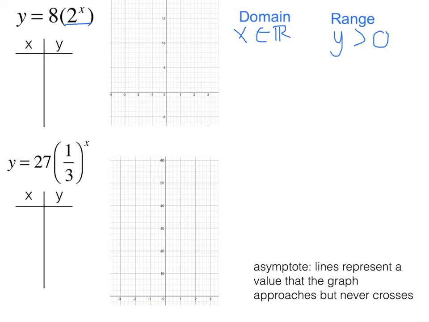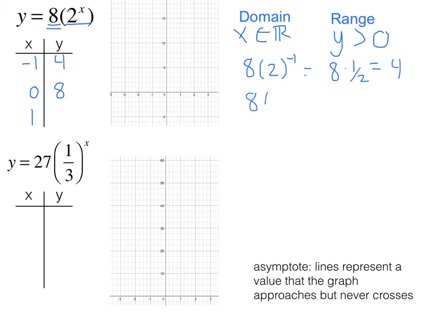The first thing you do to make a graph is start with a table of values. I like to use -1, 0, and 1. So to fill in the y values, you're going to plug in -1. So it's going to be 8 times 1/2. Remember, negative exponents mean take the reciprocal. It's going to give us 4. And then 0, we know that's going to be our a value. That's going to be our starting point. Comes from right there. And then I'm going to plug in 1 to get my other point.